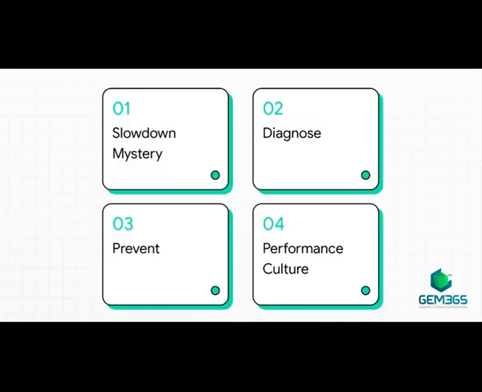So here's our game plan. First, we'll unpack the whole mystery of system slowdowns. Then, we'll get into the tools, starting with how to diagnose a problem using the profiler. After that, we'll talk about preventing issues with the performance toolkit, and finally, we'll see how this all adds up to building a real culture of performance.